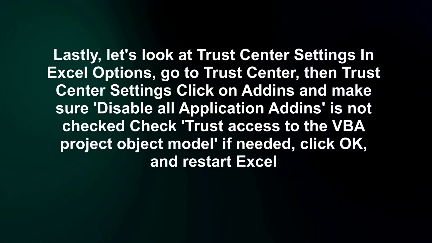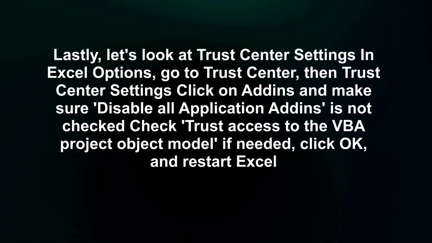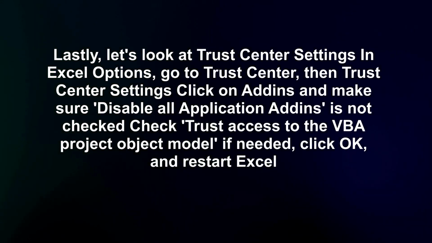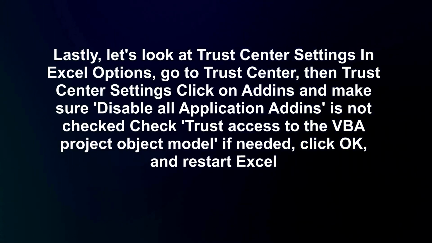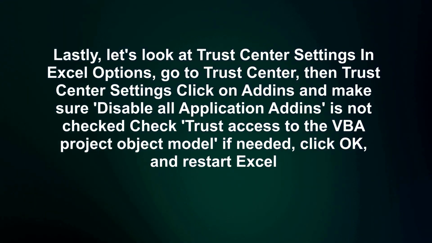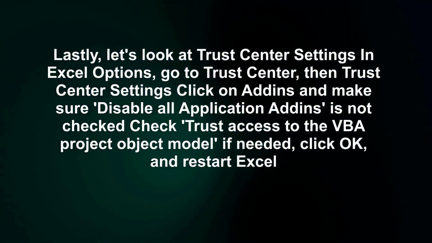Lastly, let's look at Trust Center settings in Excel. Options, go to Trust Center. Then Trust Center settings, click on Add-ins and make sure Disable all application add-ins is not checked. Check Trust access to the VBA project object model if needed. Click OK and restart Excel.